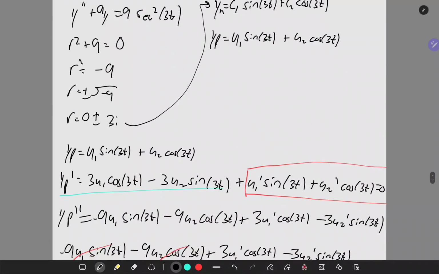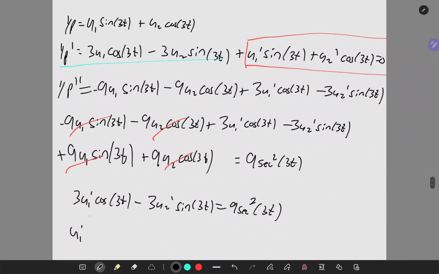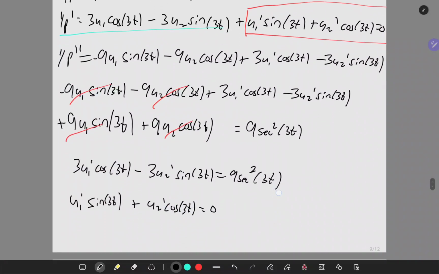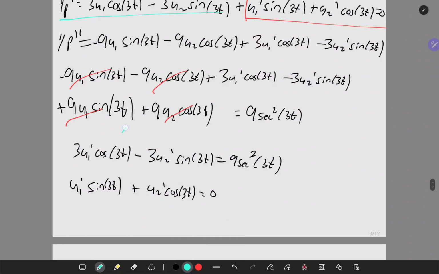And then what was our other one? Oh, I have it right there. U1 prime sine of 3t plus U2 prime. Right, this is where we took out from the YP prime. So now we have our two equations. So we have our system.